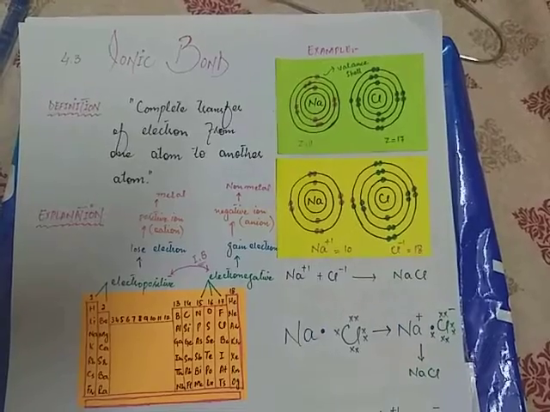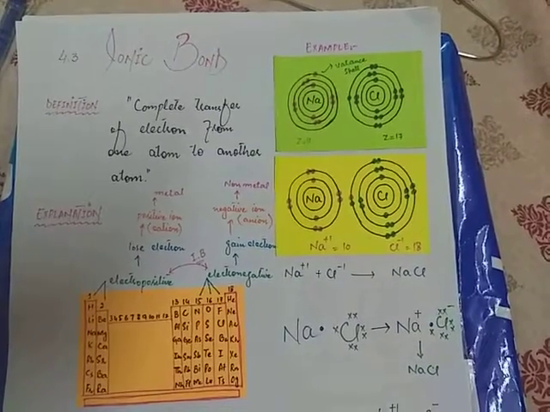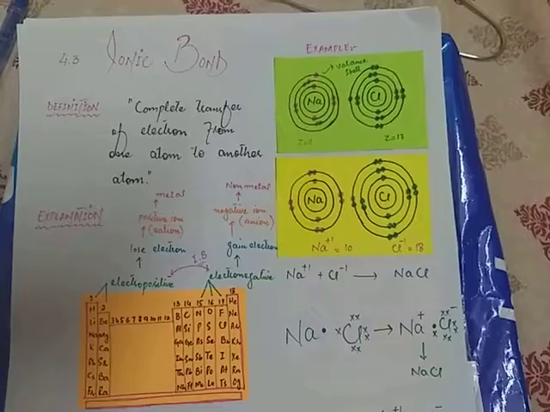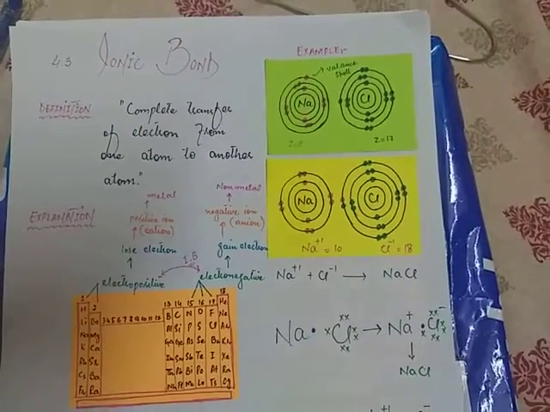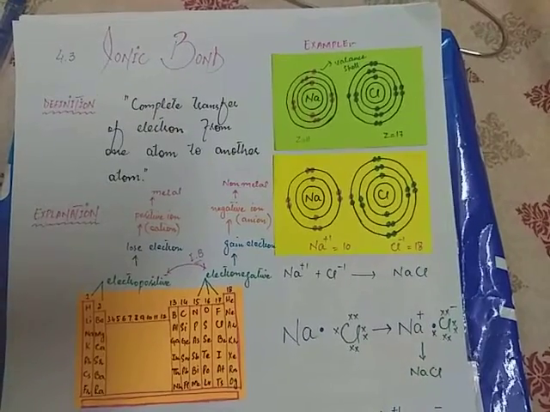The word ionic is derived from ion. What is an ion? We can say that an ion is an atom or group of atoms which bears some charge.